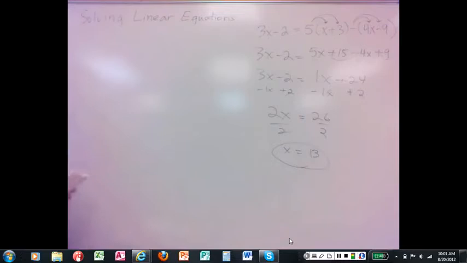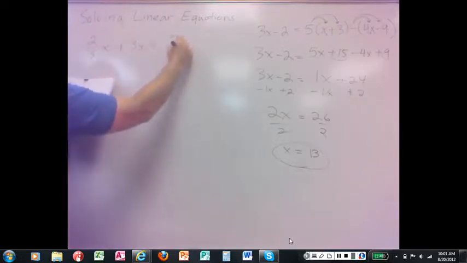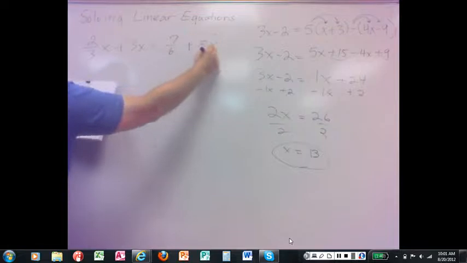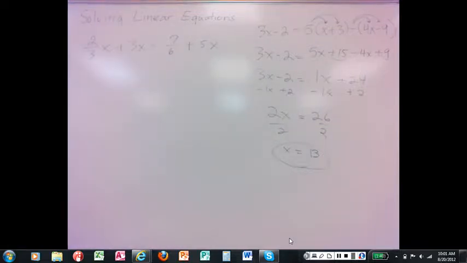One other thing, fractions. How to deal a little bit with that. Let's say we've got 2/3 x plus 3x equals 7/6 plus 5x. What to do about the fractions? Well, you can leave fractions in, but one other thought would be to get rid of the fractions, clear fractions. And the way we would do that is by using the LCD.